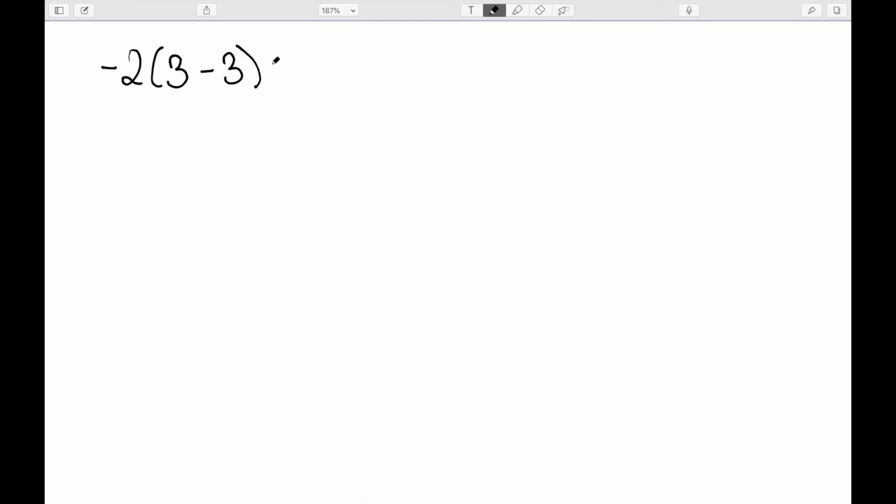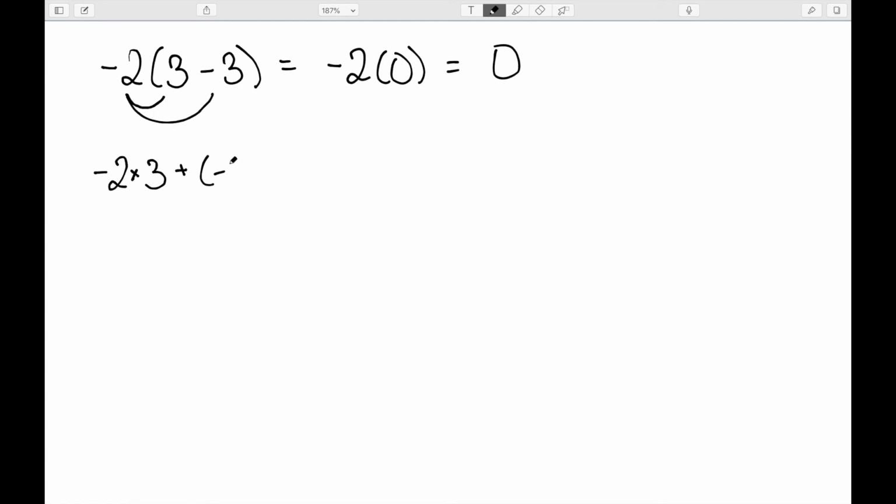Now let's look at multiplying a double negative, a negative times a negative. Once again, in this case we would have negative 2 times 0, which is equal to 0. But if I use my distributive property, negative 2 times 3, which we just discussed, plus negative 2 times negative 3. So we have that negative times a negative. And that should be equal to 0.